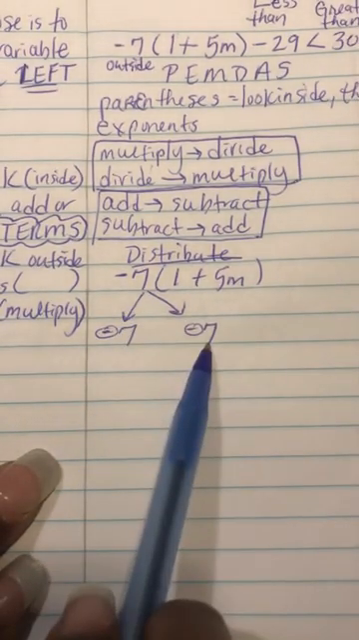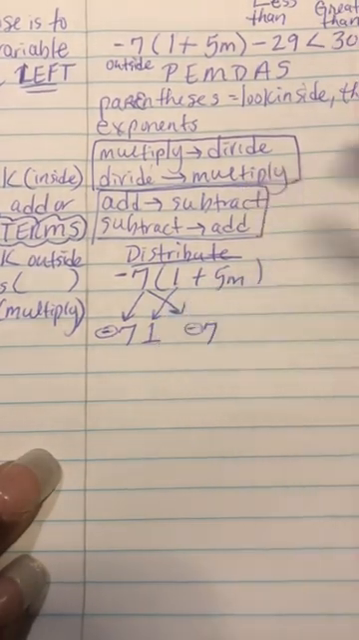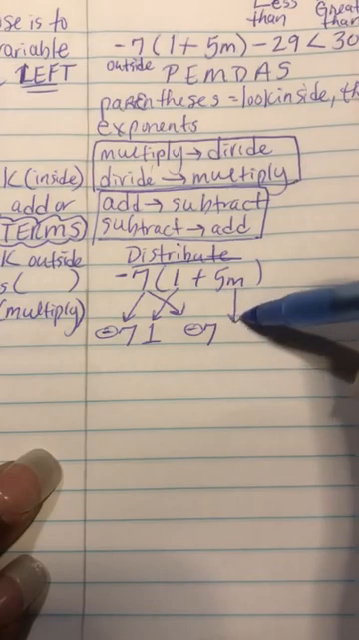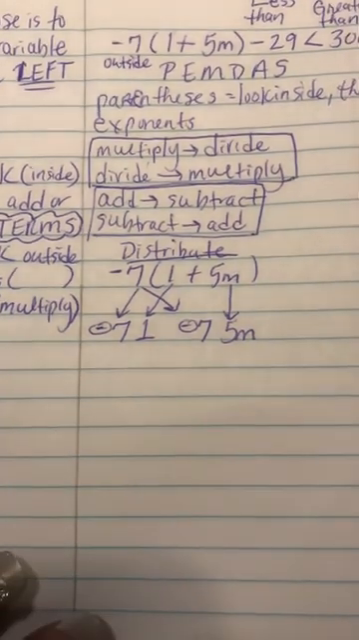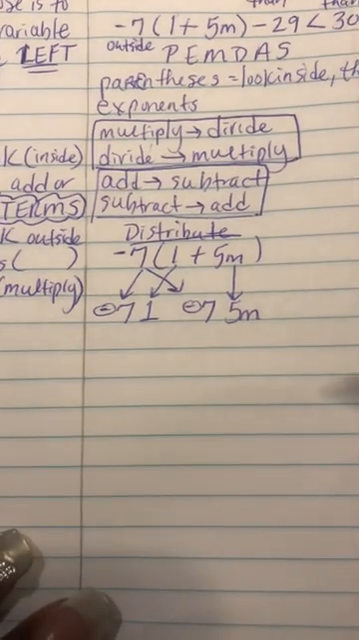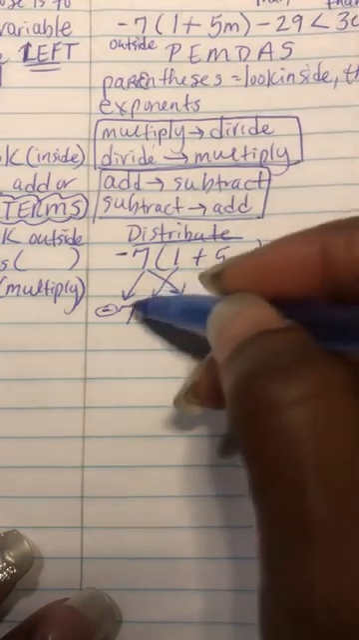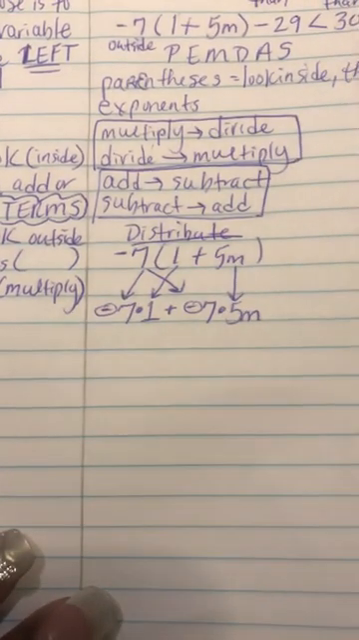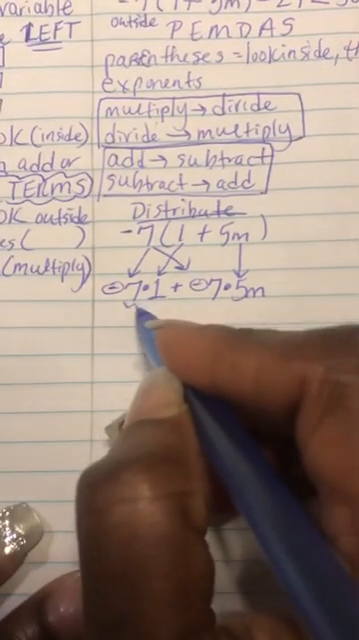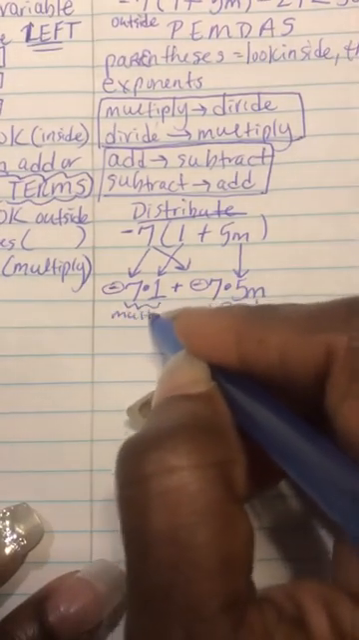So first you draw your upside down V, and then you take this number 1, you write it right next to the 7, you take the number, a positive 5m, and you write it here. That's it. And then you add your plus sign in the middle and your 2 multiplication signs at either end. That's it. So when we multiply here, I'll put multiply.